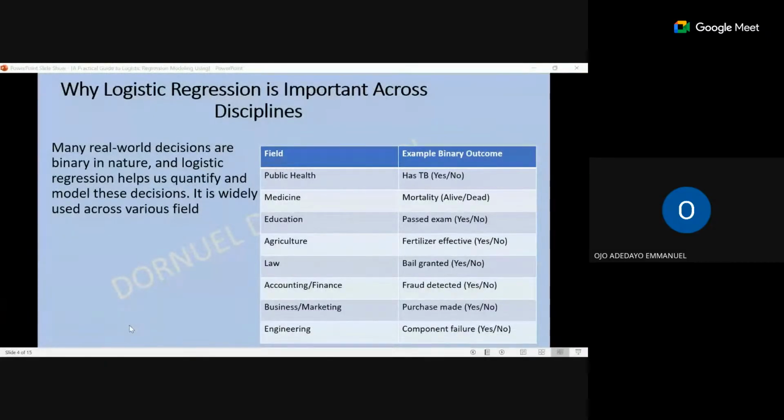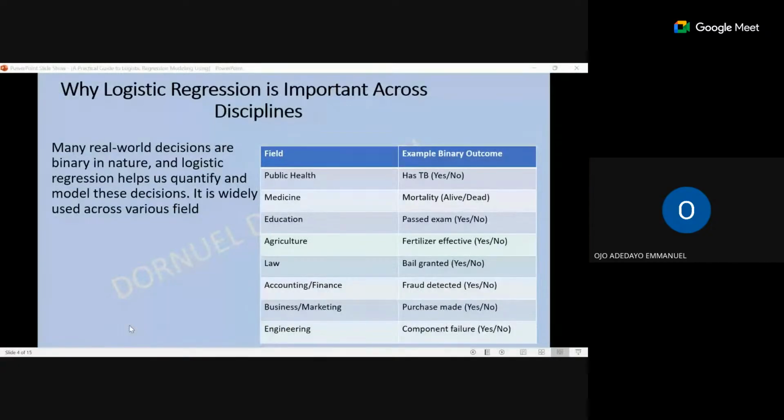In law, for those people that study law, because lawyers are now going into data science, based on all the data they've gathered, they should be able to predict if they are going to win a particular case before they even go to court. So they are now into data science, law. So now in law, you can predict if bail will be granted or not based on the level of the offense. So is it that they granted you the bail or not? So you can dichotomize that.